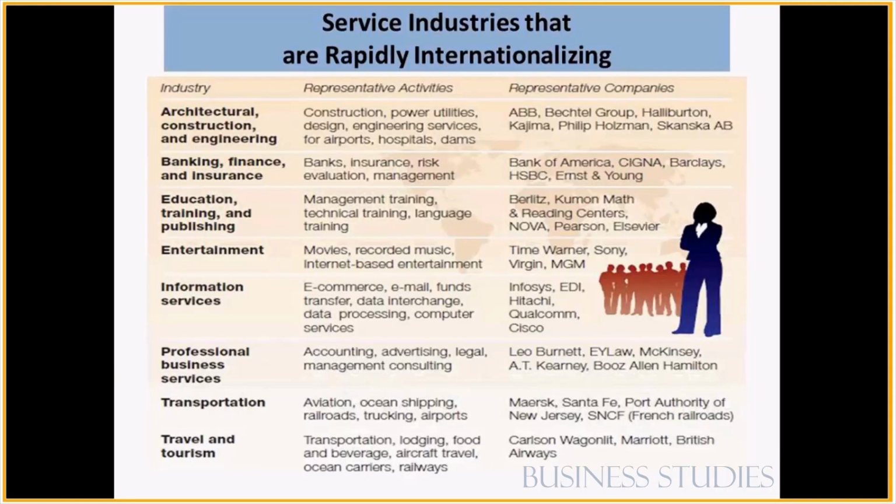Professional business services like accounting, advertising, legal, and management consultancy, right? There are a lot of companies like Ernst and Young and Deloitte. They are providing professional services to a lot of companies abroad. Transportation services are also very important, like aviation, railroads, trucking, airports, and ocean shipping, right? We have seen a lot of international shipping companies.